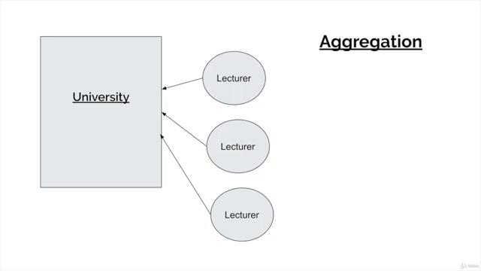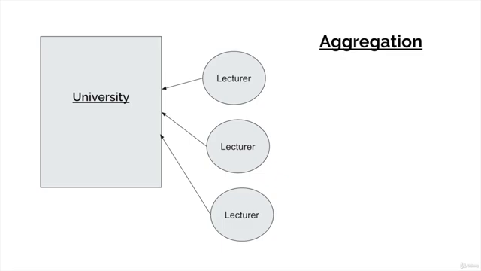In composition, the container object and contained object are strongly associated, but in aggregation, the container object and contained objects are not strongly associated, but weakly associated. This is the difference between composition and aggregation. This is also a very popular interview question which has been asked repeatedly in interviews, so make sure you memorize this. The difference between aggregation and composition is that in composition, container objects and contained objects are strongly associated, but in aggregation, they are weakly associated.